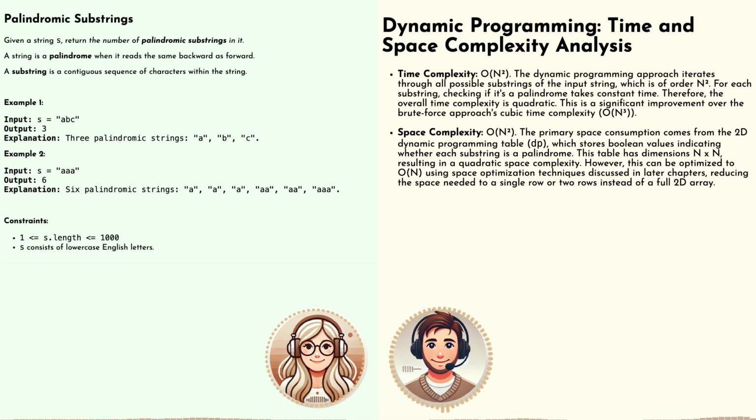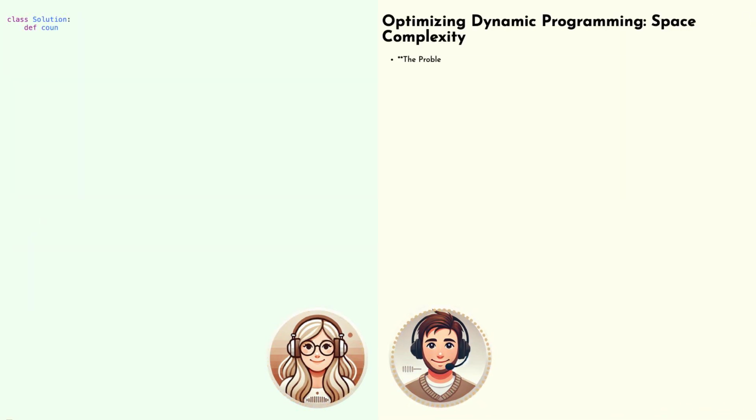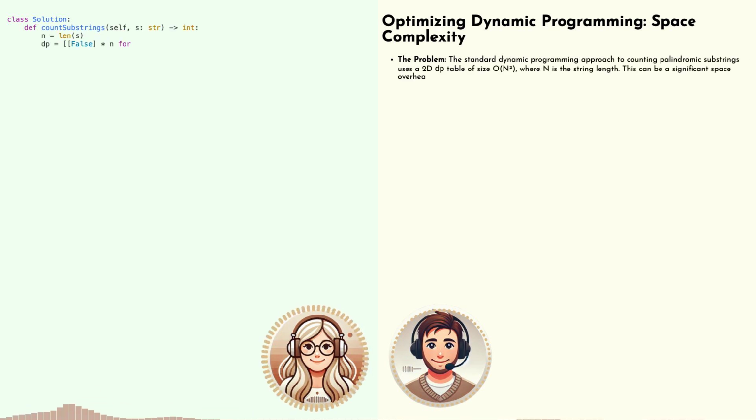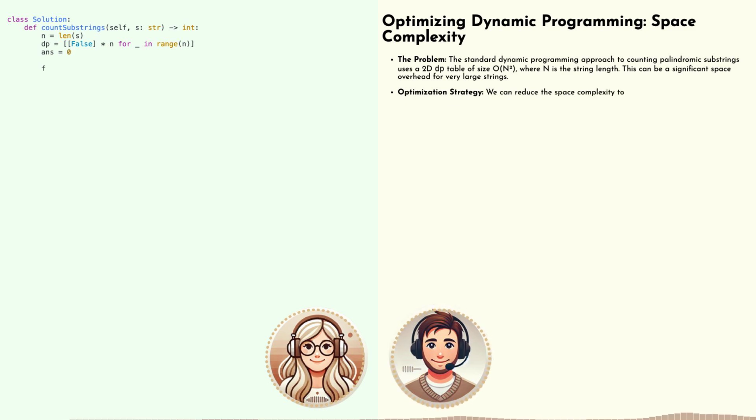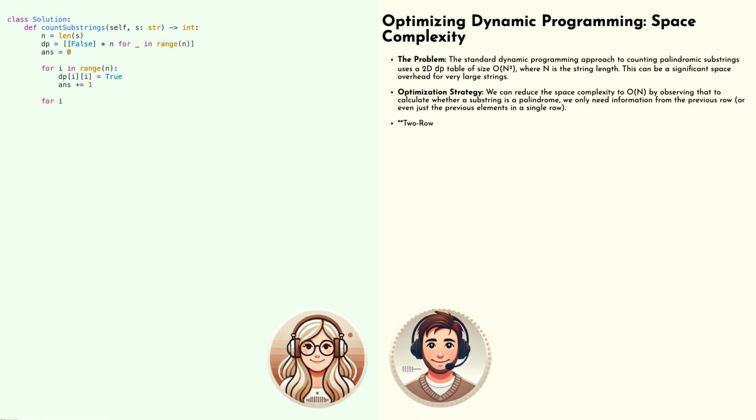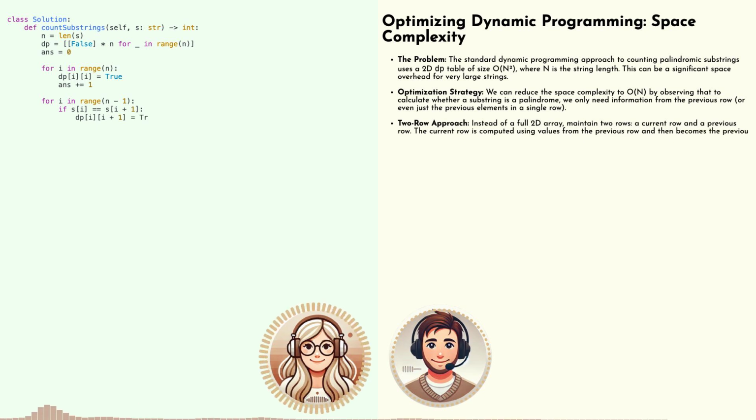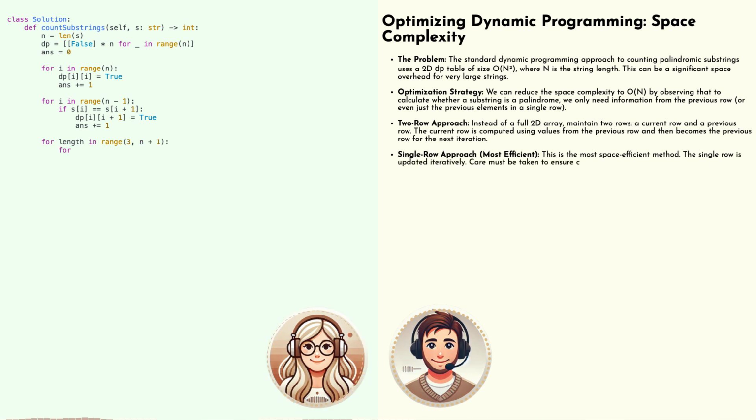Yeah. But what about memory usage? Doesn't that table take up a lot of space, especially for long strings? You're right to be thinking about space complexity. That table does have O of n squared space complexity, meaning the memory it uses grows quadratically with the string length. But here's where dynamic programming's flexibility shines. Often we can optimize that space usage without sacrificing the time efficiency gains.